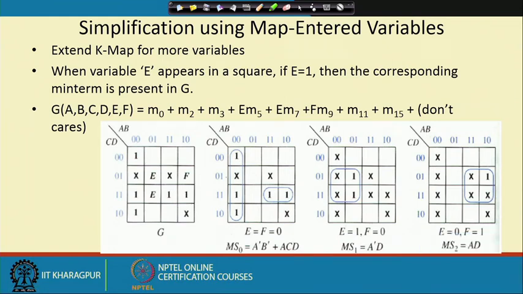Sometimes we can do this simplification using some map entered variable. If you have a larger number of variables, you can do that using the map entered variable concept.